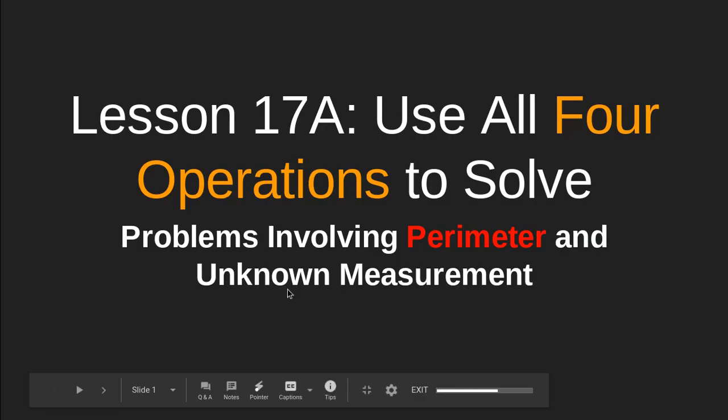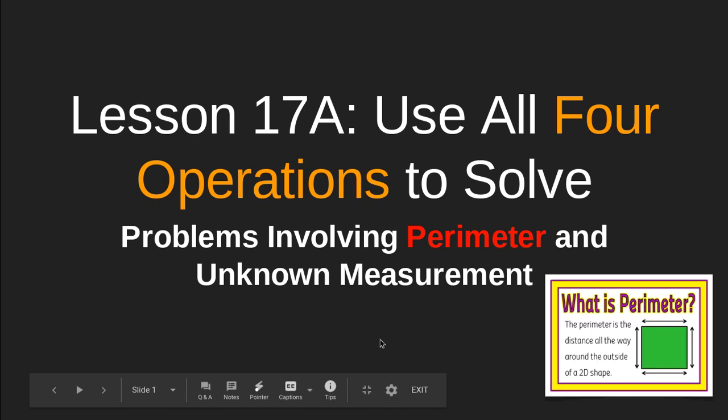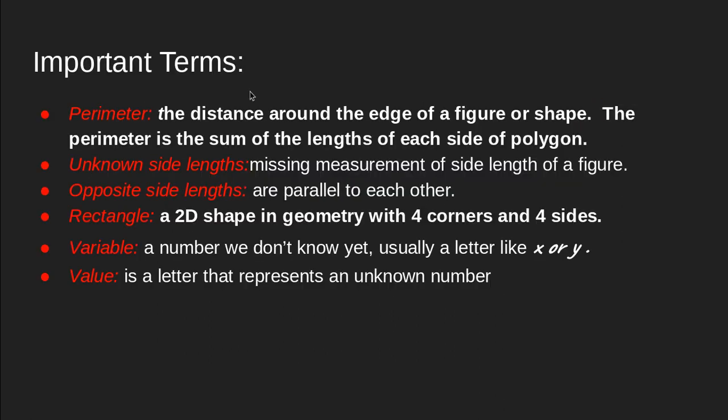Here we go. Today we are going to be using all four operations to solve problems involving perimeter and unknown measurements. What is perimeter? Perimeter is a distance all the way around the outside of a 2D shape. Important terms: perimeter is a distance around the edge of a figure or shape.